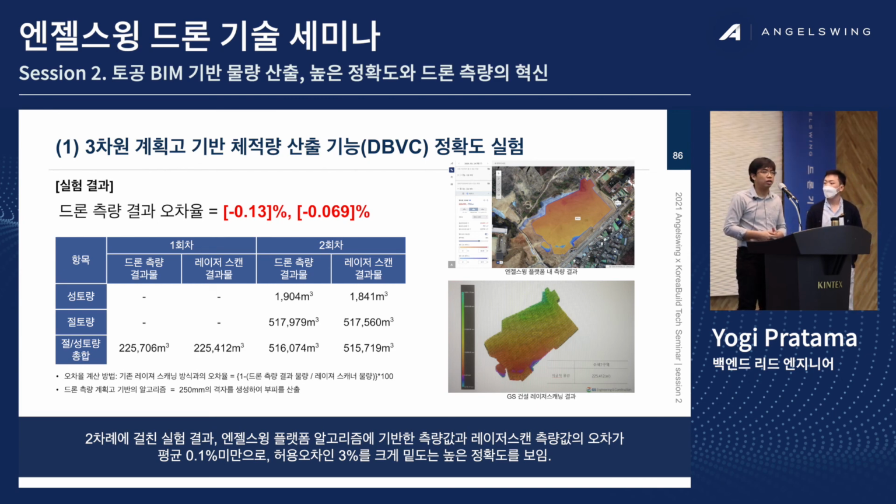So the error rate that we generated is way below the acceptable error rate, which is 3%. 토공에서 흔히 3%의 허용 오차를 얘기를 보통 하는데요. 저희는 이거보다 현저히 낮은 수준의 오차율을 레이저 스캐너와 비교를 했을 때 제공을 한다고 보시면 될 것 같습니다.